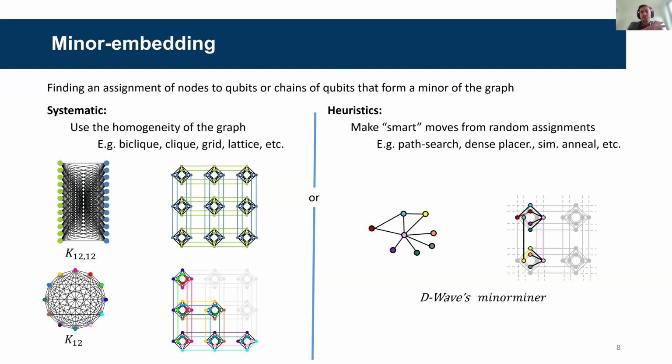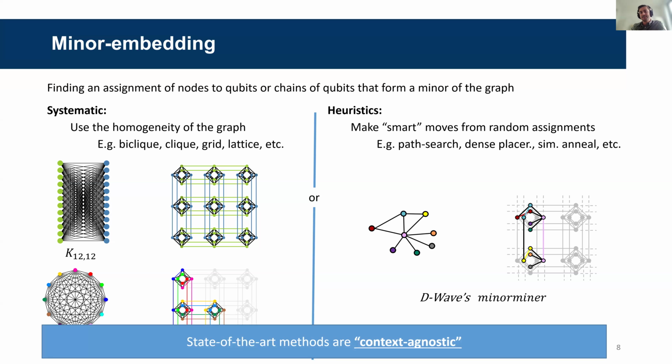And this is where we make smart moves from random guesses. This works for any graph topology. These algorithms are mostly based on path search, which iteratively solve congestion or overlap. And as an example, there's D-Wave's minorminer. I'm going to label these algorithms as context agnostic because in their default mode, they only take as input the adjacency of the two graphs, the problem and the device.